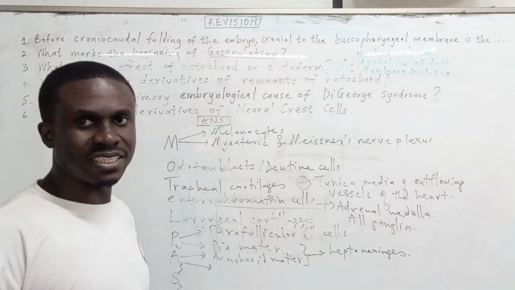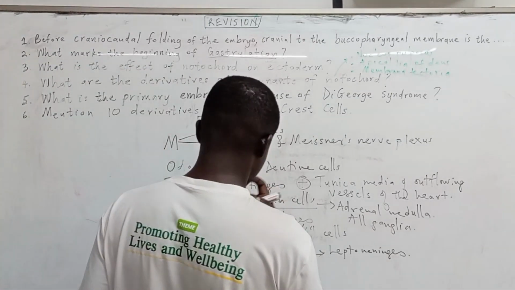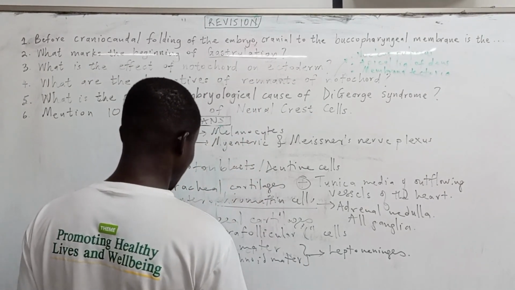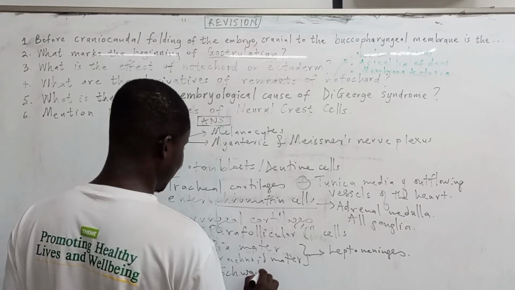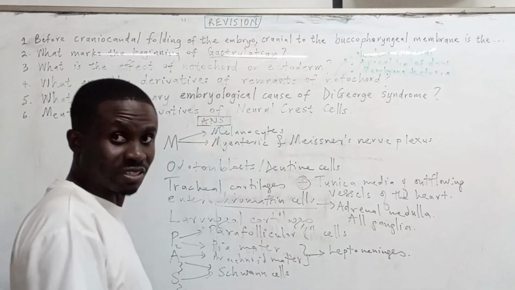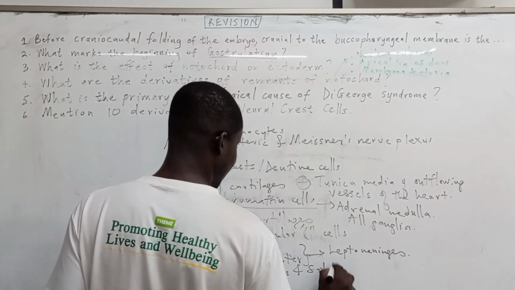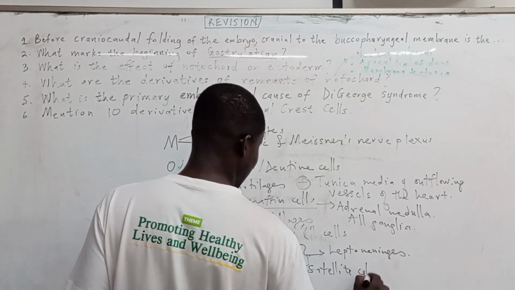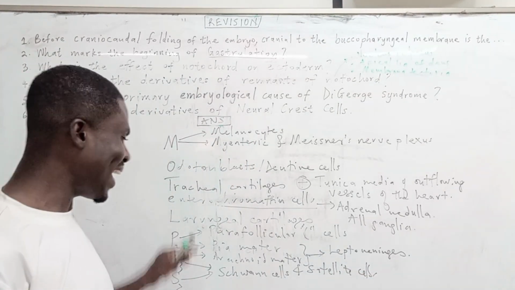Then we have the S. As last time I told you about thinking about the Schwann cells doing the myelination for axons of the peripheral nervous system. Schwann cells included the satellite cells. Yes. That's what we said.